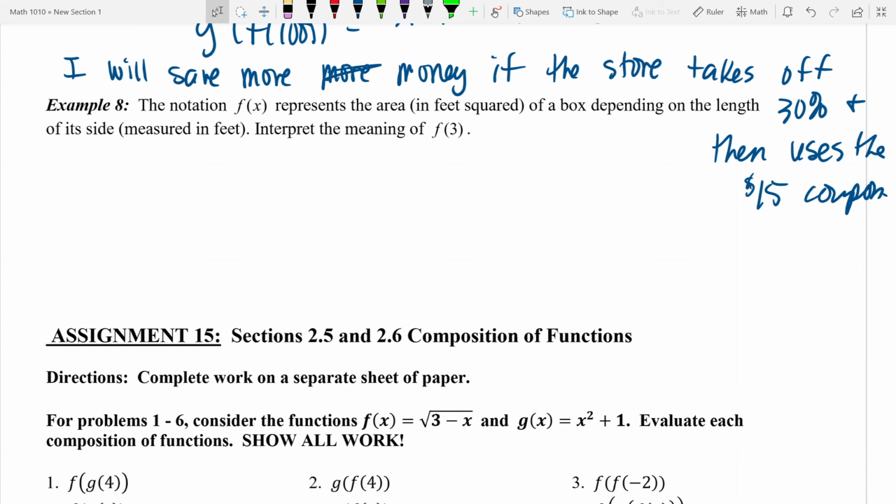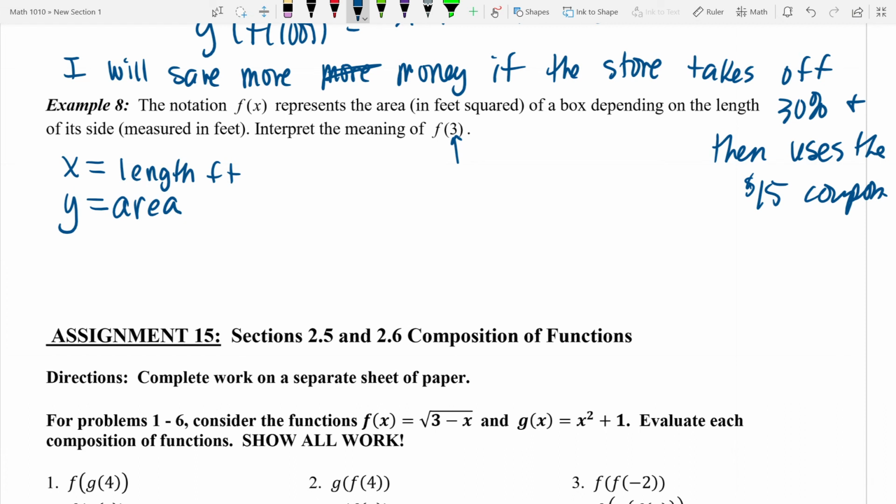The notation f of x represents the area in feet squared of a box depending on the length of the side of the box. Interpret the meaning of f of 3. Okay, look right here. This was on midterms and or finals in the past. I don't know if it's going to be there again, but make sure you understand it. So f of x is the area. Okay, so everybody put y is the area and x is the length of the side of the box in feet. Then draw an arrow to the 3. Everybody in the room tell me, is that 3 an x or is it a y?